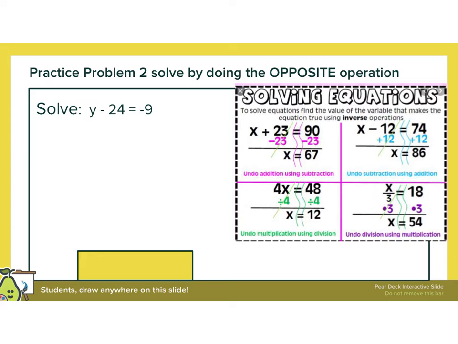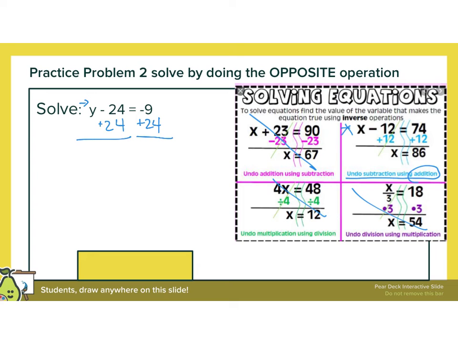Practice problem 2. I see subtraction. This says y minus. So no, it's this one. How do I get rid of subtraction? I add. So I'm going to add 24, and I'm going to add 24.